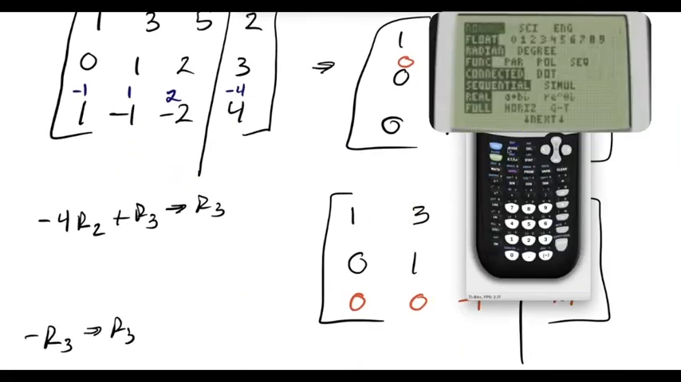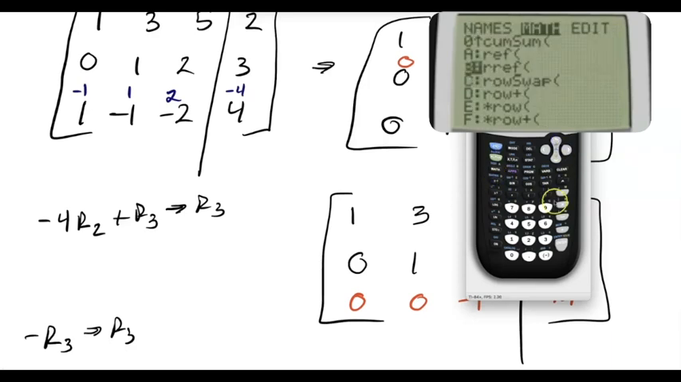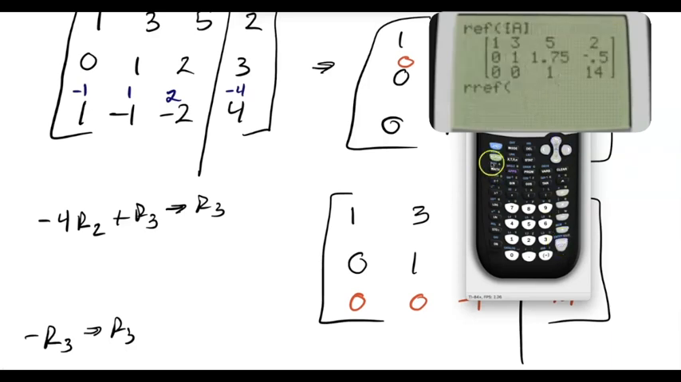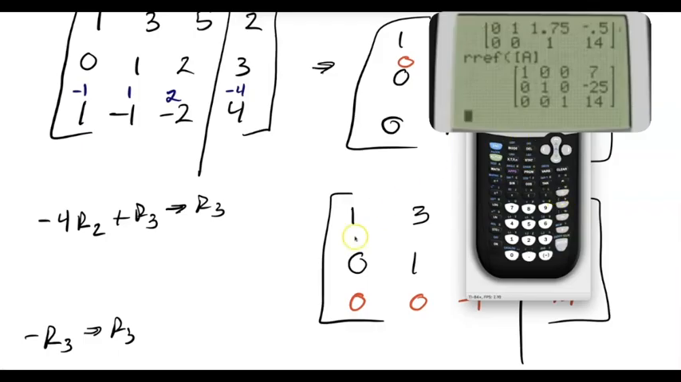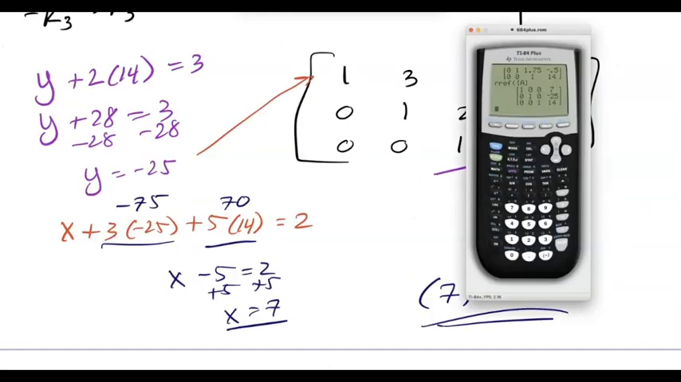And then what we're actually going to use is we're going to go back to our matrix, go to math, go to RREF. I went up to go a little faster. Then we go to our matrix, and we get our answer. 7, -25, and 14. That's the easiest way to solve a system of linear equations, is to use your calculator, make a big old augmented matrix out of it, solve it using reduced row echelon form. Now you know the secret.